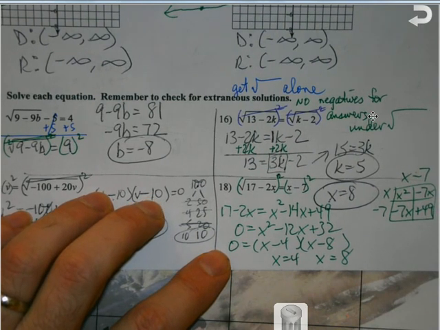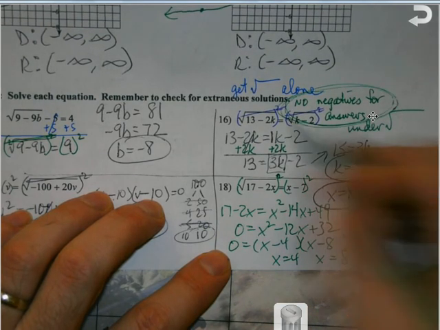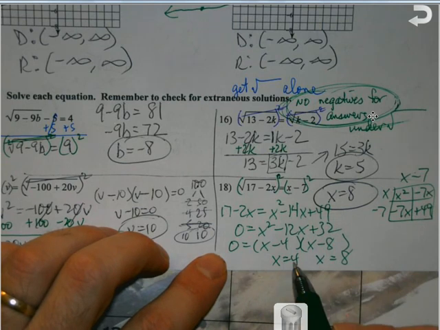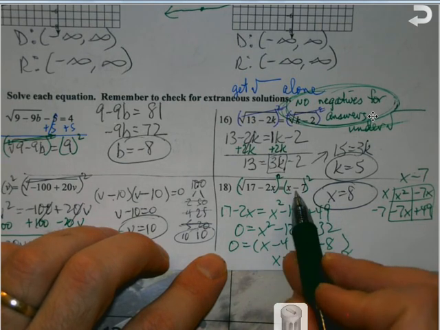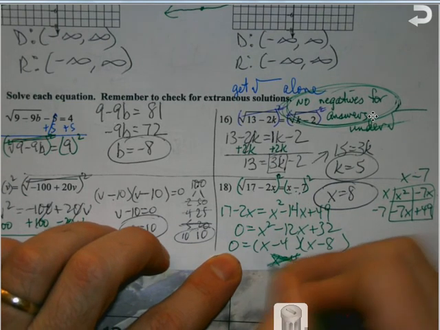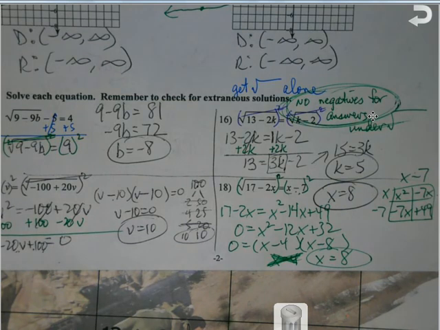Remember, no negatives for answers. Okay? Here, 4 minus 7 would be negative 3. Can I take the square root of a negative number and get negative 3? No. Another bonus in doing it by the graph, because you won't have that happen to you. You won't have to worry about that.